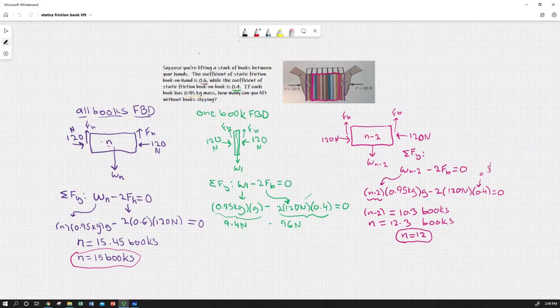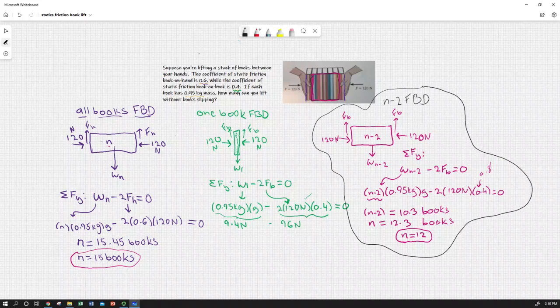Okay, we're back with a little pause. So we've concluded that based on the relative static coefficients of friction between book on book versus book on hand, the book on book case is limiting, and we will only see the effect of that when we use theoretically as many books as we can, which we achieve by using this fuchsia n minus 2 total books FBD. So this is the n minus 2 FBD. Okay, so this one gave us our limiting case.